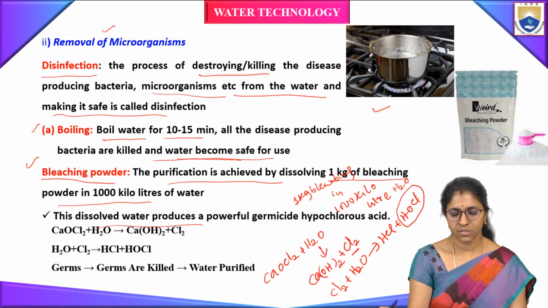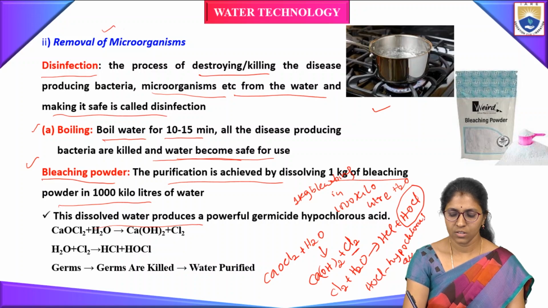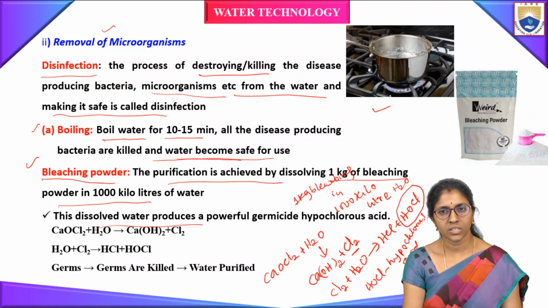So this is a powerful germicide. That name is hypochlorous acid. So HOCl is hypochlorous acid. This is a powerful germicide, which means it will kill the germs which are present in water.